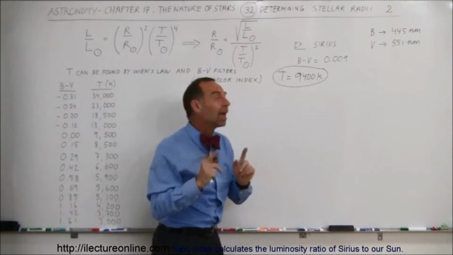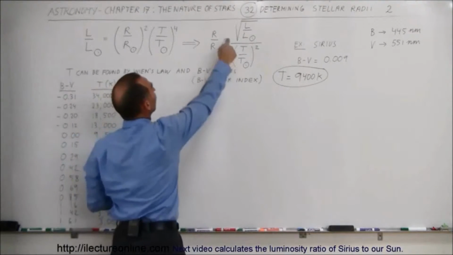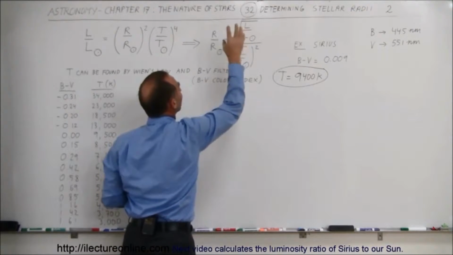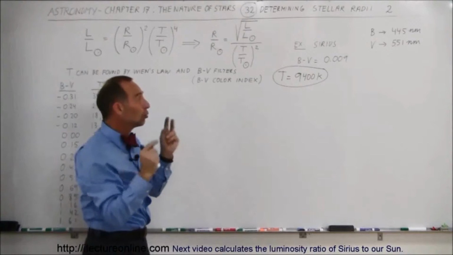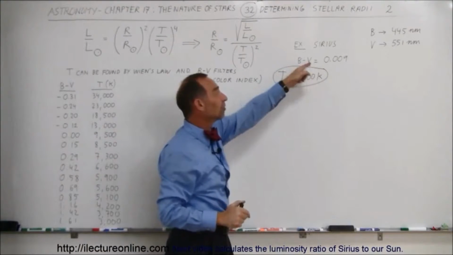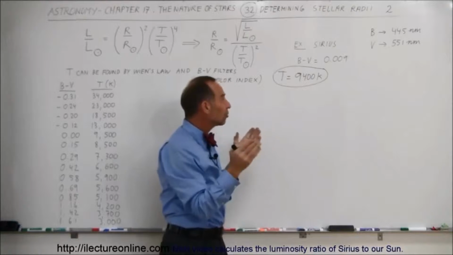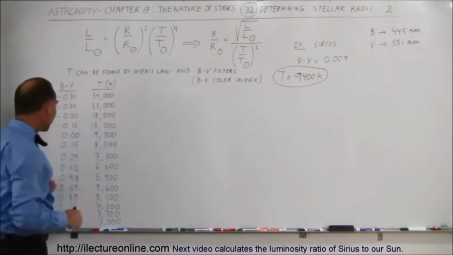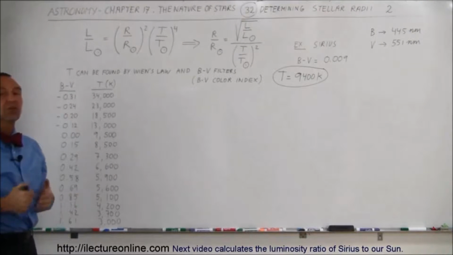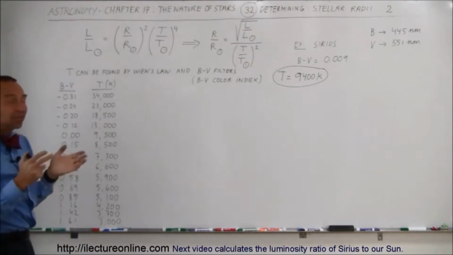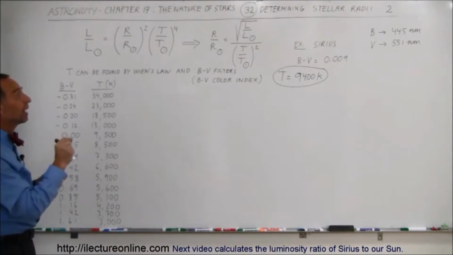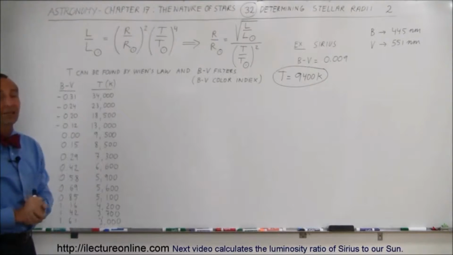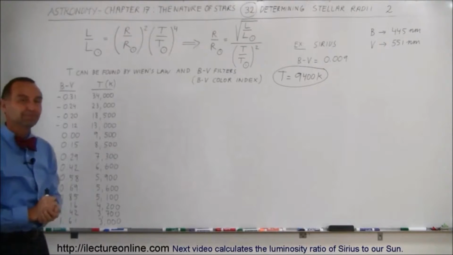So now that we know that, we have one piece of the puzzle in figuring out the radius of a star. We need to know the temperature and the luminosity. The temperature can be measured by looking at the star with two different filters, the blue filter and the visible light filter. We subtract one magnitude measurement from the other, and then we look on the table to see how hot that star is on the surface. So now we have that. The next portion is to find the luminosity in an independent fashion, and we'll see how to do that in the next video.